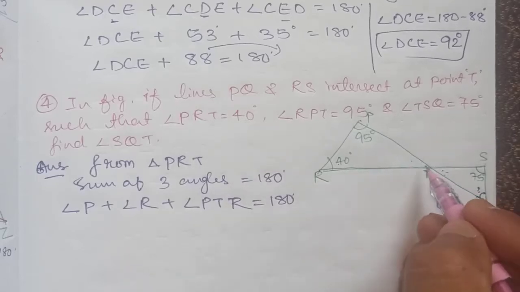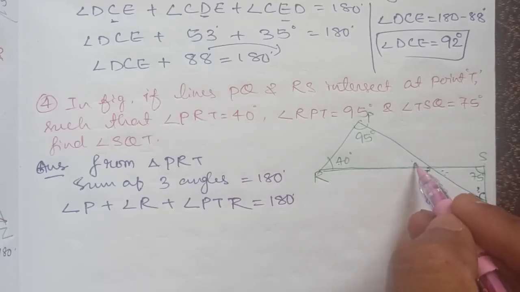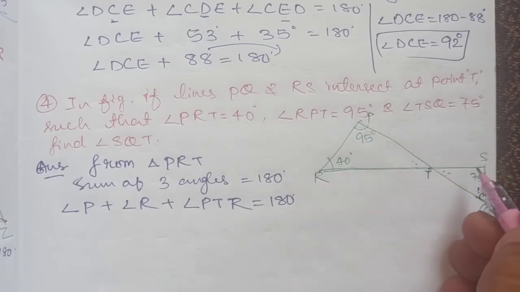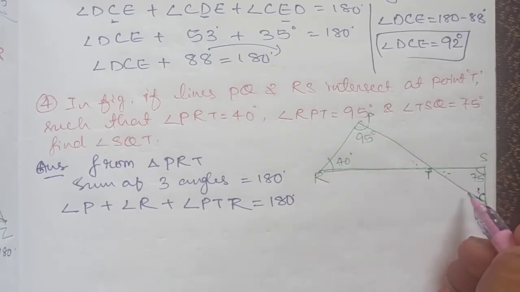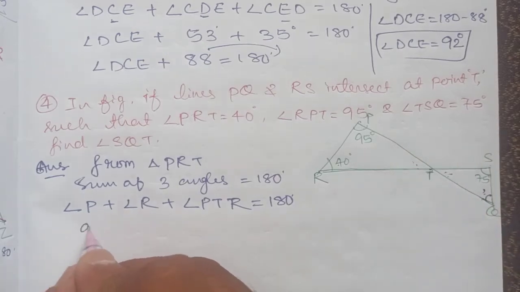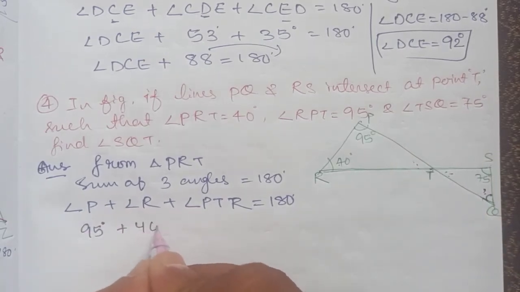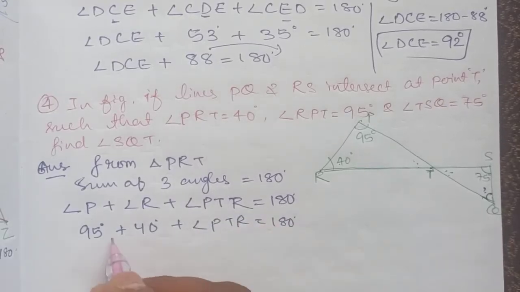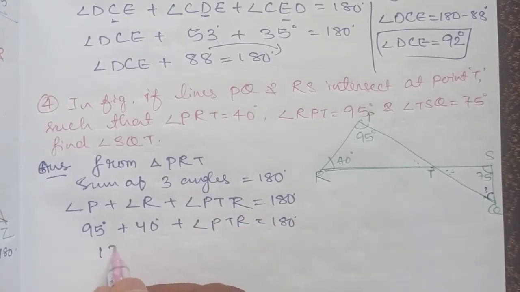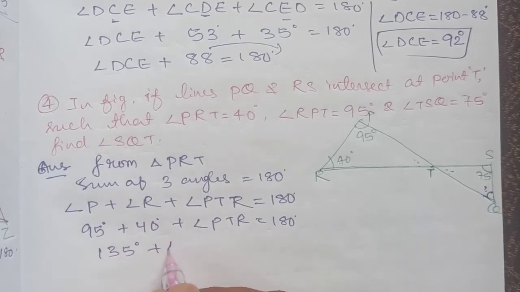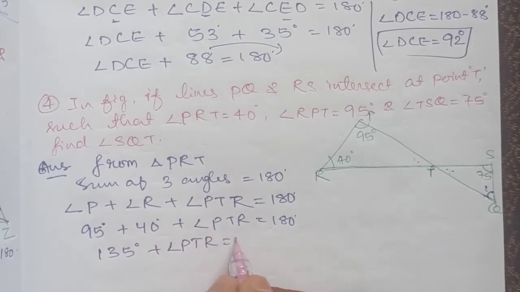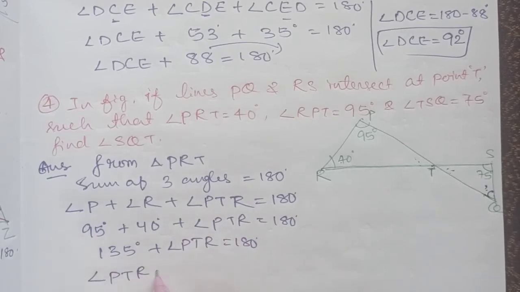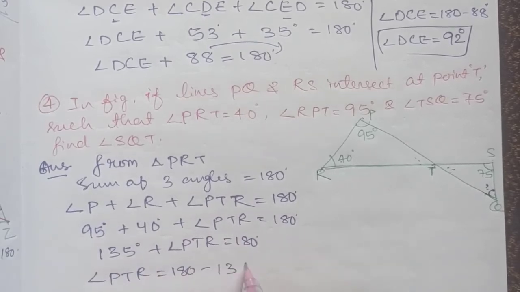But this T is given in two parts. That's why I am mentioning PTR, because from this side also angle T is given. So angle P is 95 degrees plus 40 degrees plus PTR equals 180 degrees. Now add these two, we get 135 degrees plus PTR equals 180. Bring 135 to this side. Angle PTR equals 180 minus 135 degrees.